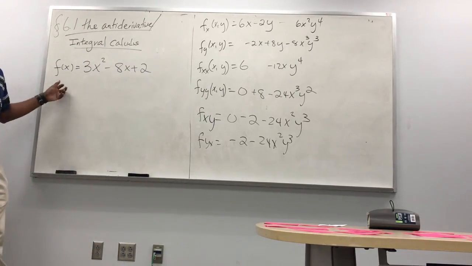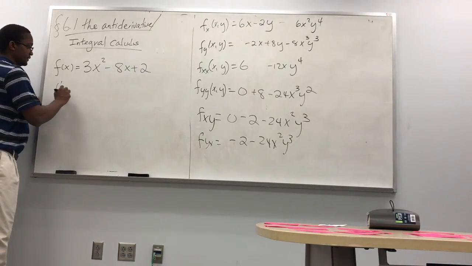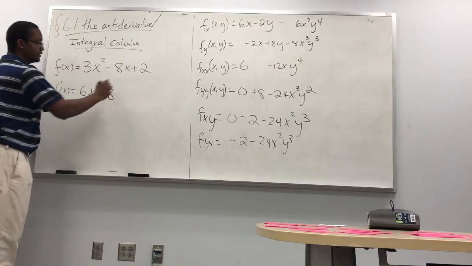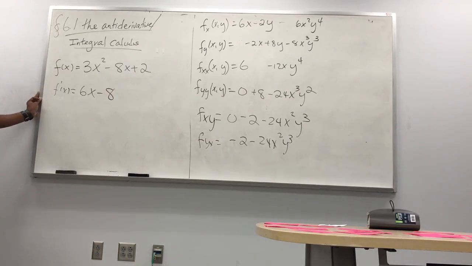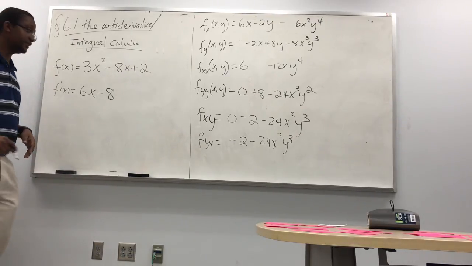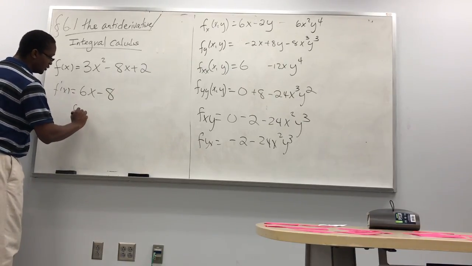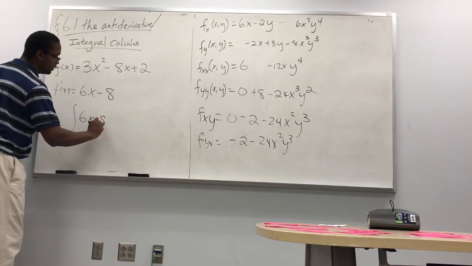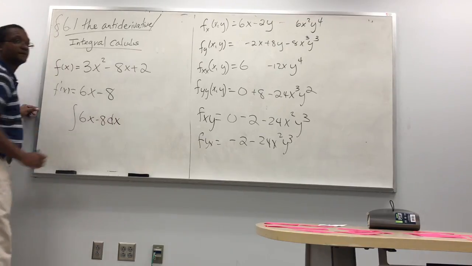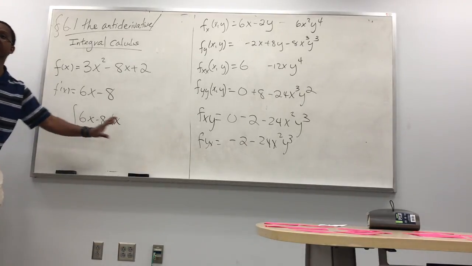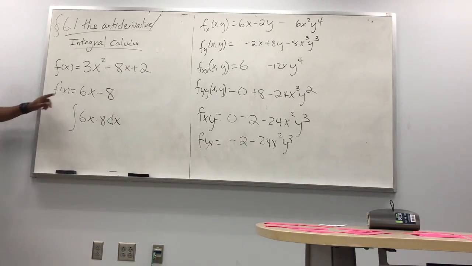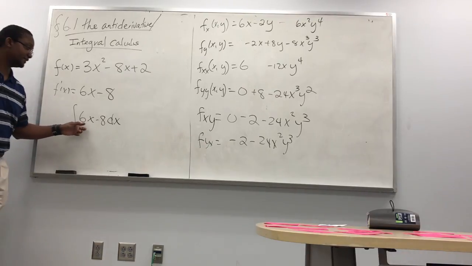Okay, so the derivative of this thing right here, f prime of x, is equal to 6x minus 8, correct? That's the derivative. To find the antiderivative of this expression, first and foremost, I will give you the notation, and it's very funny. It is an elongated s. You put in what you want to find the antiderivative of, and then you add in a dx at the end. This entire thing right here means find the antiderivative of 6x minus 8. Another way of saying this is to take the integral of 6x minus 8.